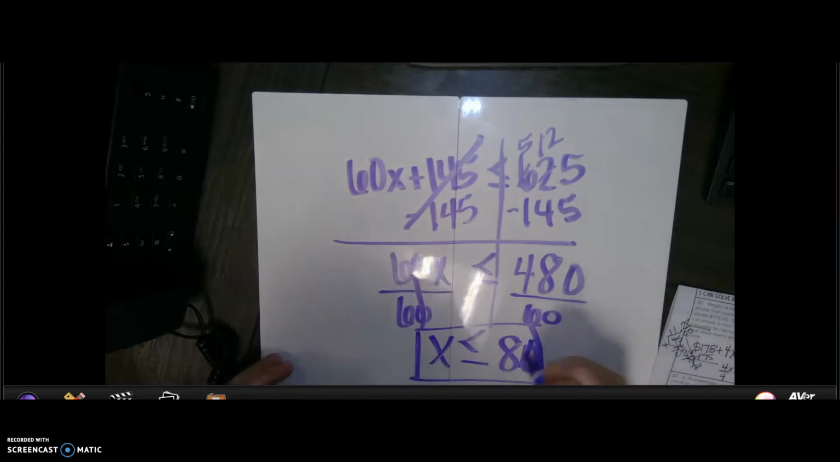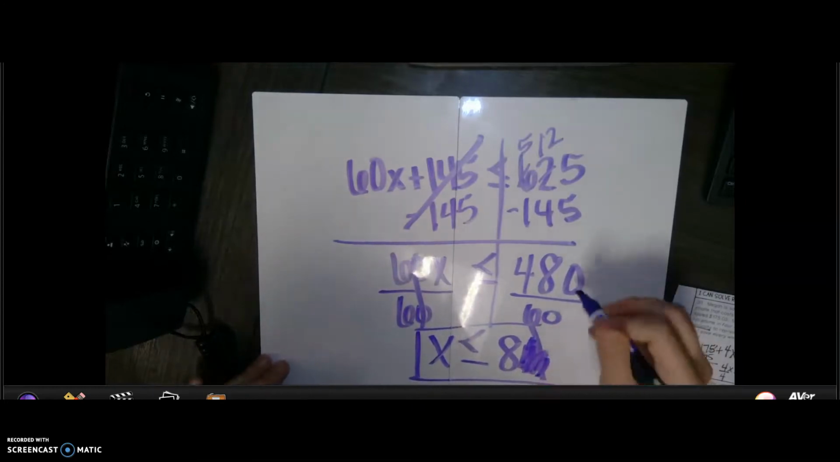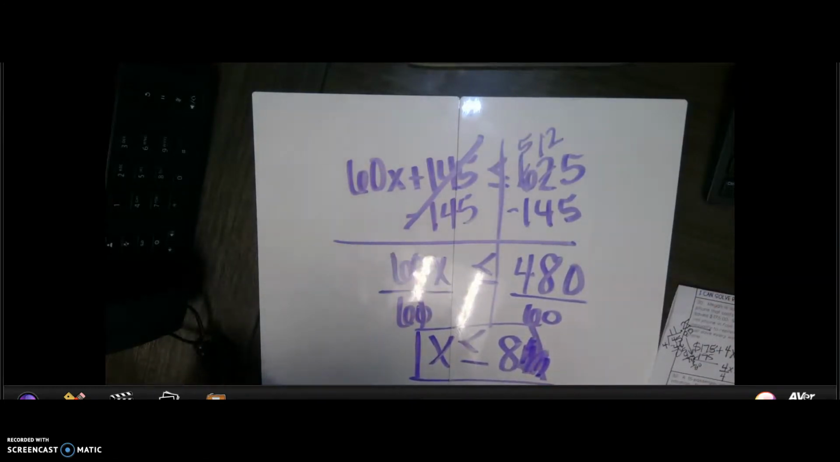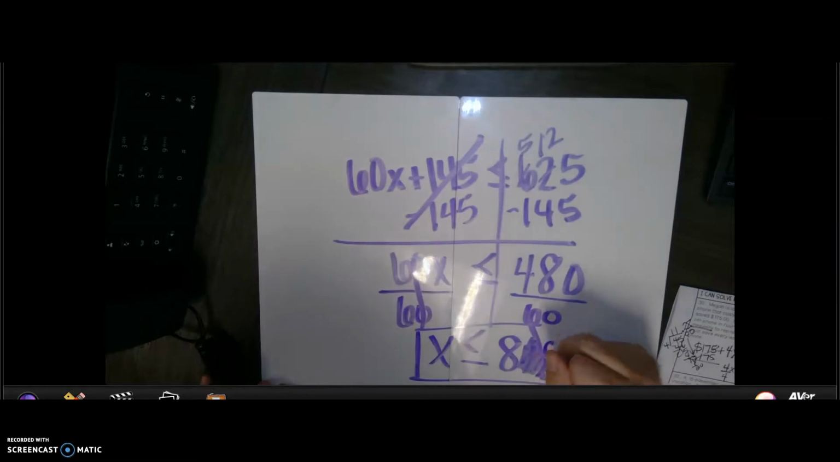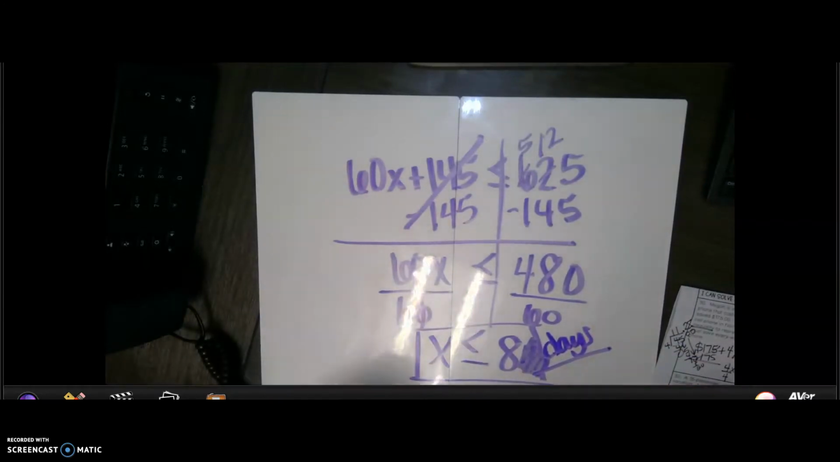Not 80, 8. This Brown's crazy. 8 days. So it would take them 8. They could rent their car or their van for 8 days. Check to make sure my answers make sense. 8 days, not 80 days. 8.